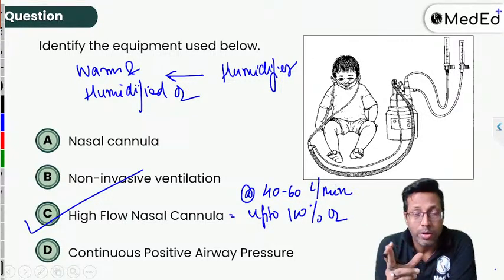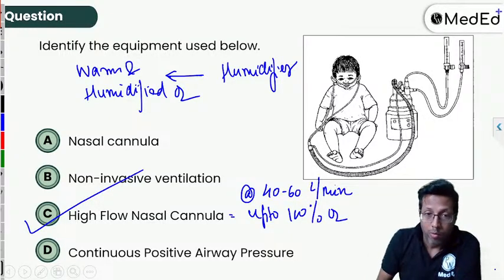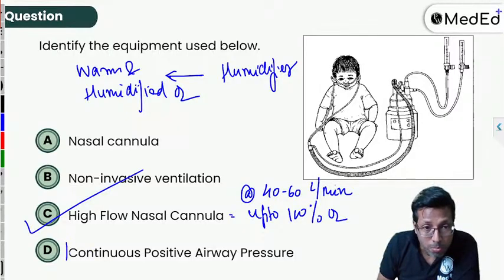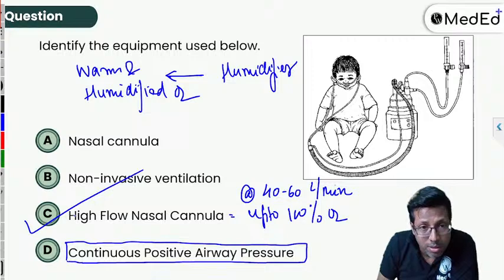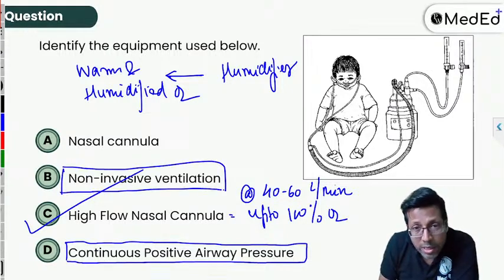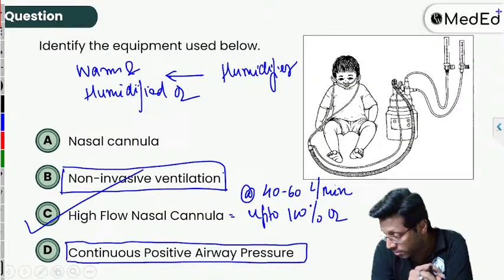Okay, clear everyone? So it's humidifier. How you identify this image? It provides you with a warm and humidified oxygen, right? High flow nasal cannula. It gives 100% oxygen at 40 to 60 liters per minute. Clear? Okay, next question. Before I go forward, I wanted to discuss this point about CPAP also, but I will take one more question and I will discuss this later. Remember I have to discuss non-invasive ventilation and CPAP. I think NEET PG did not have a question, but FMGE had continuous 2 questions based on this point.